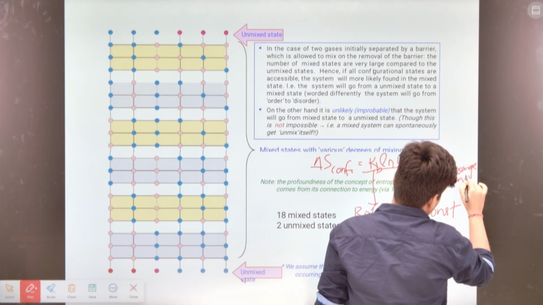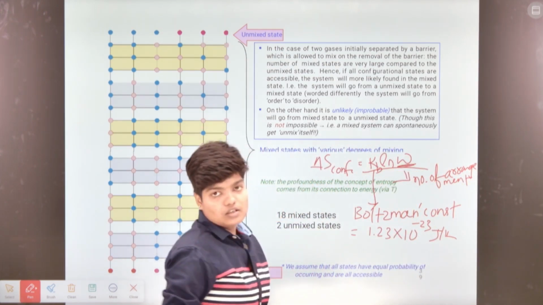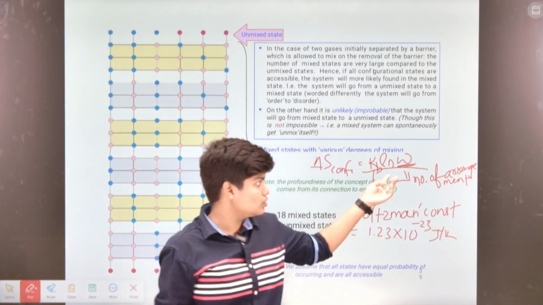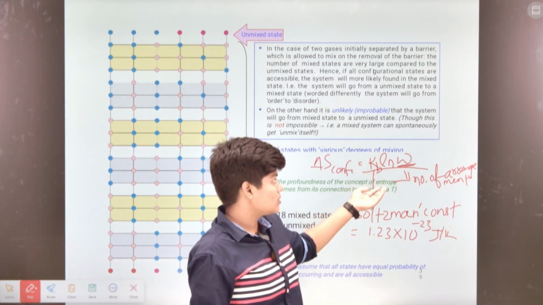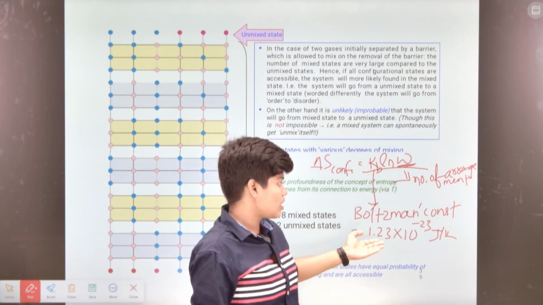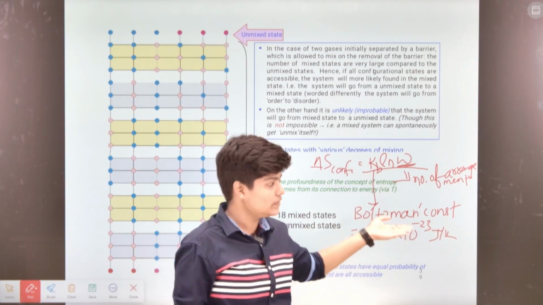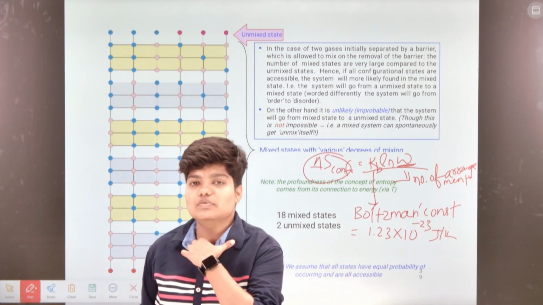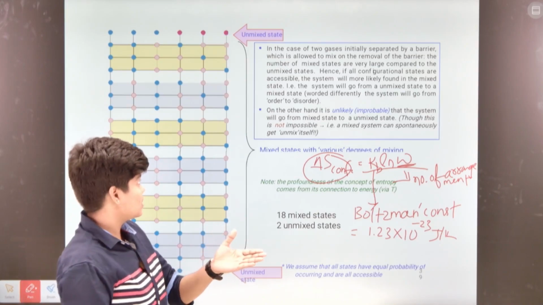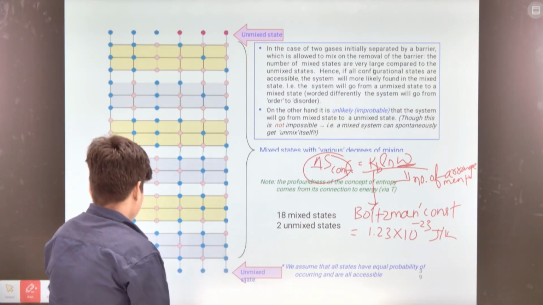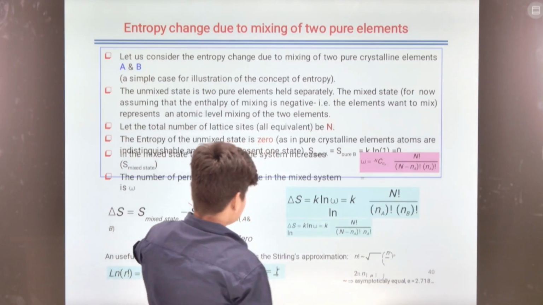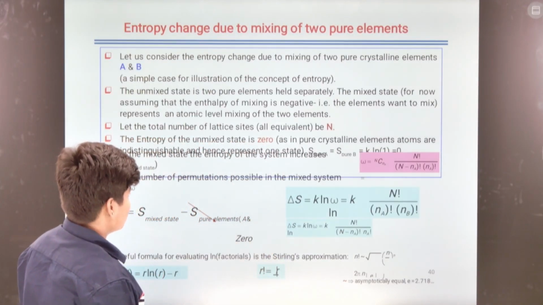The number of arrangements is calculated with the combination formula nCr. We put the value of omega, and here put the value of K, that is 1.38 into 10 to the power minus 23 joule per Kelvin. We will get del S for the configurational. So let's take one example. What is the del S configurational for a pure element? See here, the formula is there.